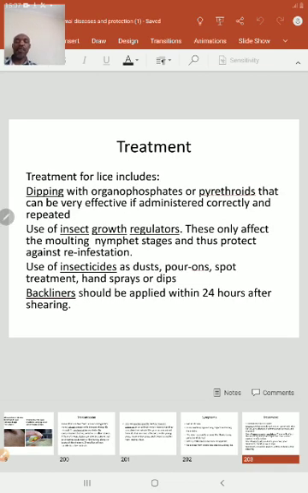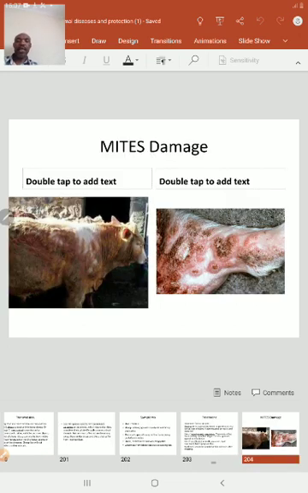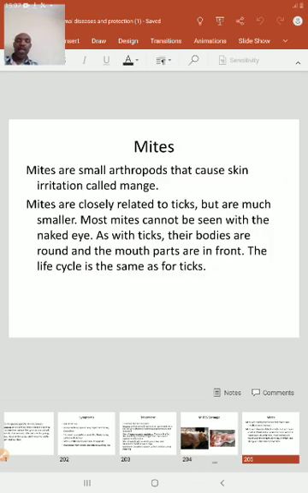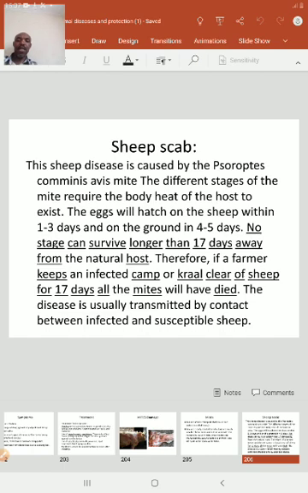Treatment of lice: dipping, of course. Use insect growth regulators. Use insecticides as dust or pour-ons, and also backliners. Mites, you can see the mites there, the damage. They are very small arthropods. They cause the skin irritation called mange. They are closely related to ticks, but they are very small. You cannot see them with a naked eye.